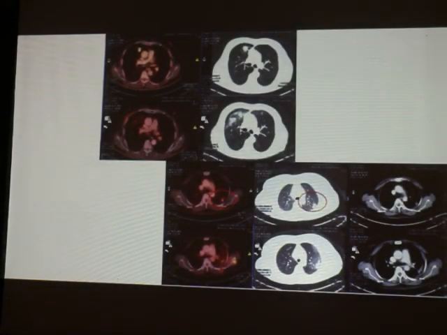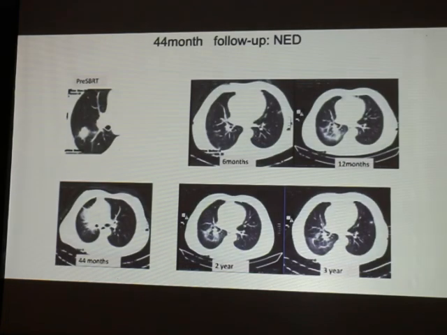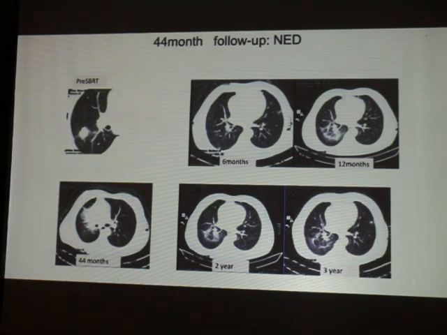So these are a few cases of small lung tumors. They vanished with radiosurgery, and we can see the long-term follow-ups in different patients. This slide is almost 6-8 months old. Now we have around seven to eight years of follow-up of the small lung cancers. You can see 44 months of follow-up. You can see good fibrosis there.